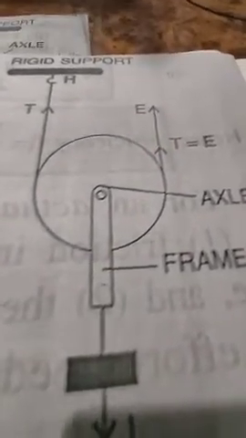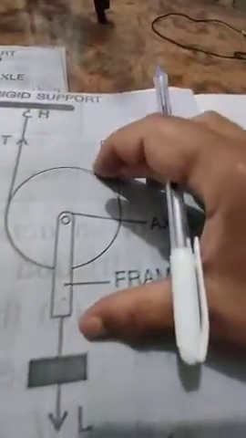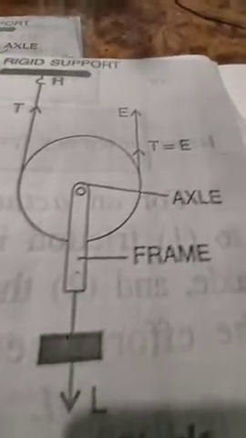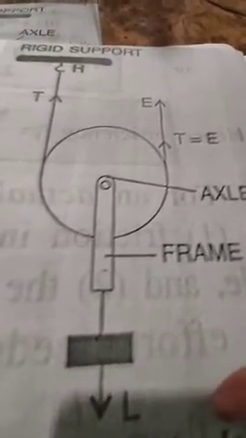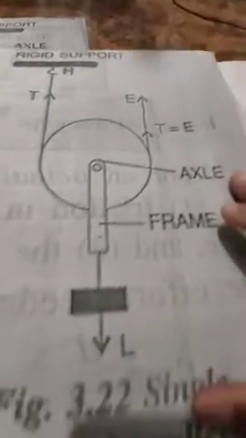Now here in this case, just see that the string is passed over like this in the upward direction. When the effort is applied in the upward direction, the whole arrangement, not only the load but also the pulley, will move in the upward direction. This is the main difference between the fixed pulley and a movable pulley. Once again, students, when you apply effort in the upward direction, not only this load but also this pulley will move in the upward direction.